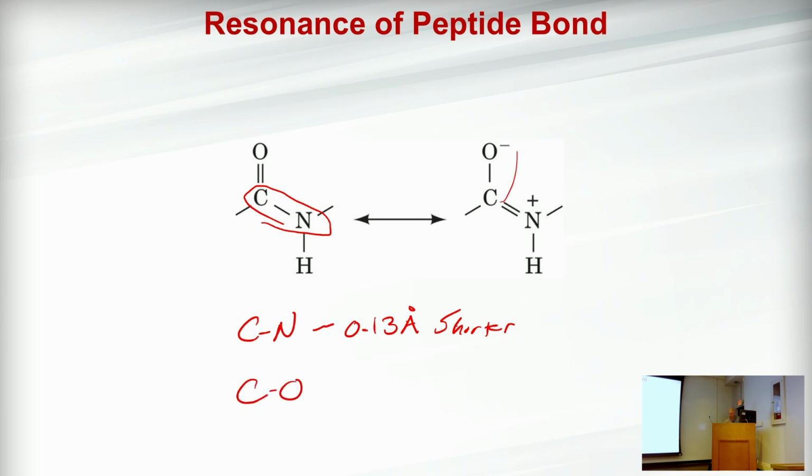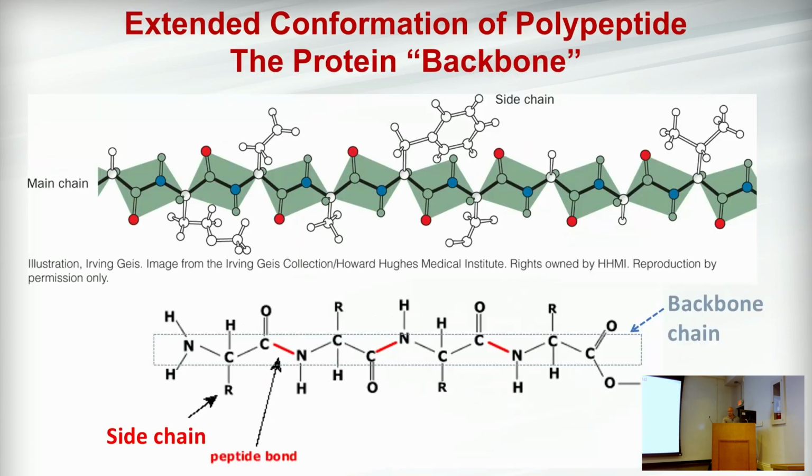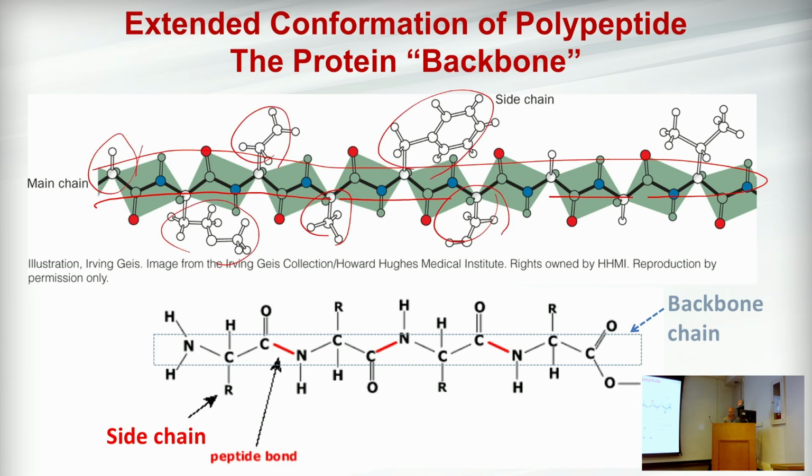And then my carbon-oxygen double bond, what's going to happen to it? It's going to get a little bit longer, isn't it? So it's about 0.02 angstroms longer. So in fact, you can see this, right? There's double bond character in the peptide bond, and what happens then if you look at the extended conformation of a polypeptide, or what we call the protein backbone, this is the protein backbone all the way down through here, right? Your residues wind up on alternating opposite sides, all right?